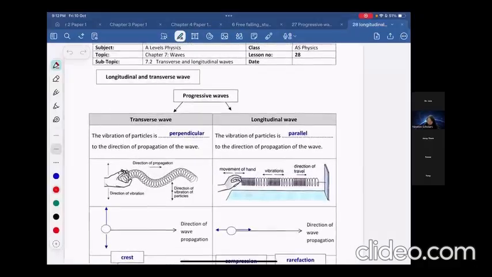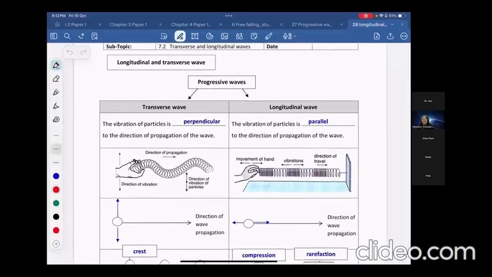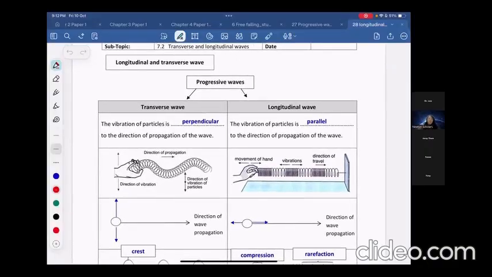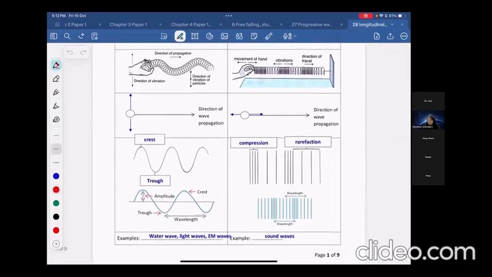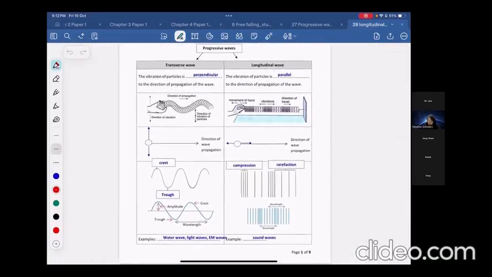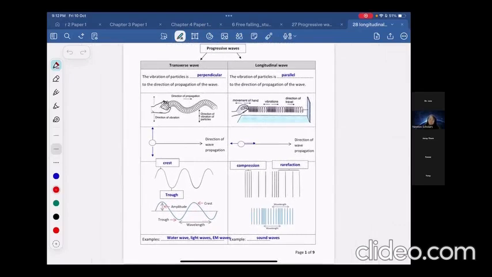Okay, so boys and girls, just now we talked about progressive, longitudinal, and transverse waves. This is year 10 knowledge from when we learned about waves. For transverse, the particle is perpendicular, which is 90 degrees, to the direction of the wave. Longitudinal is parallel. The particle vibrates parallel to the direction of the wave. But no matter which one, the particles here won't travel away.